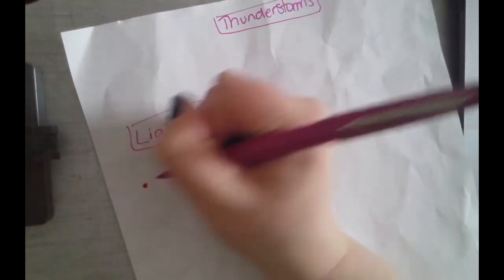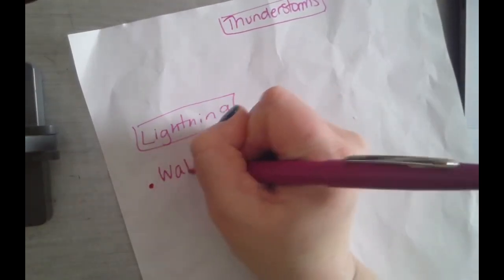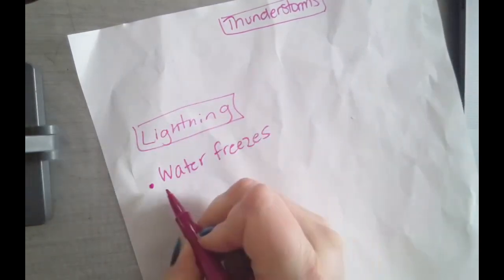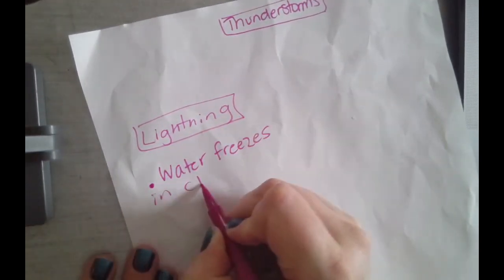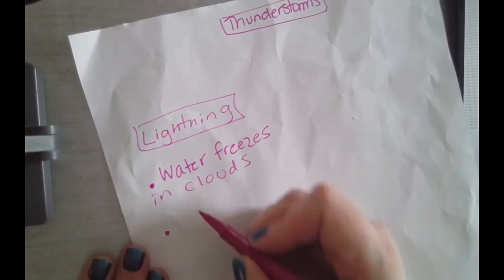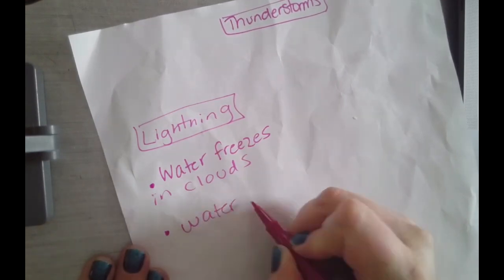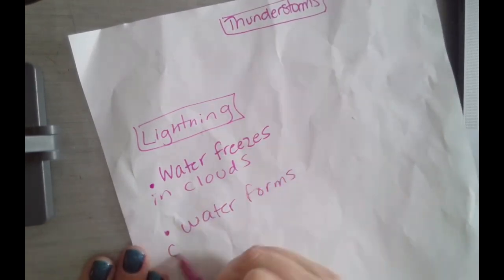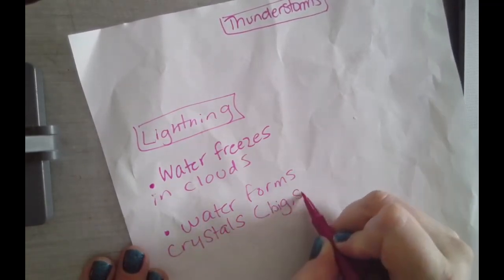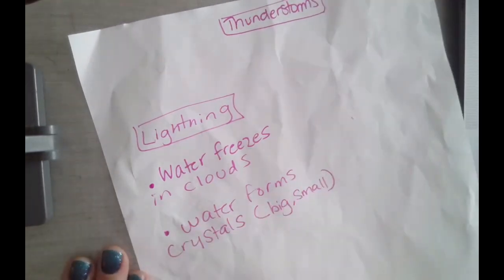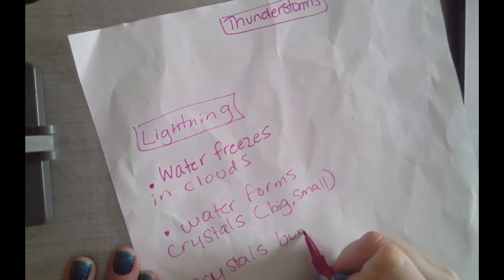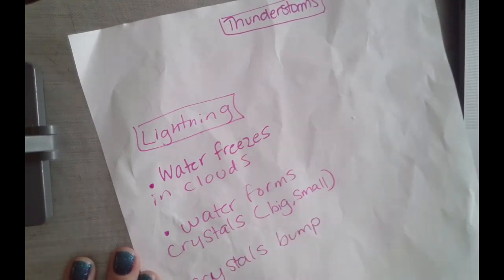So I'm going to put as a bullet, water freezes in clouds. Then my next bullet is going to be that the water forms crystals. And there's big ones and there's small ones. And then the crystals bump into each other.